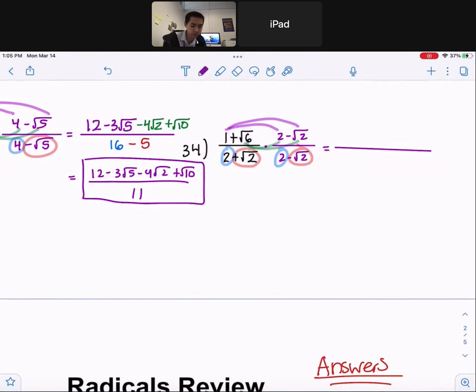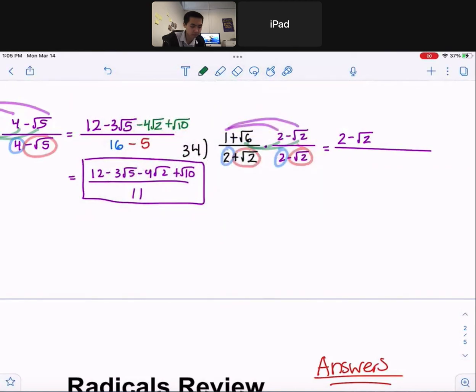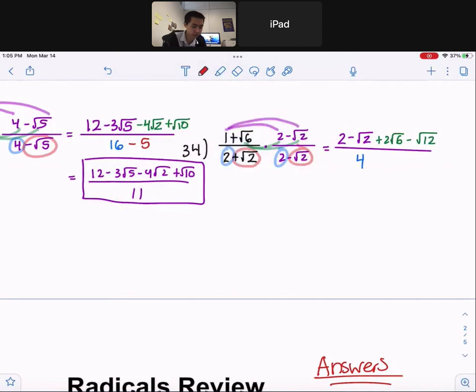1 times 2 is 2. 1 times negative rad 2 is negative rad 2. Rad 6 times 2, you guys, that's 2 radical 6. And radical 6, you guys, times radical 2, that's negative radical 12. Blue times blue is 4. And red times red, you get, well, plus times a minus is a minus. And then rad 2 times itself, you guys, is just 2.